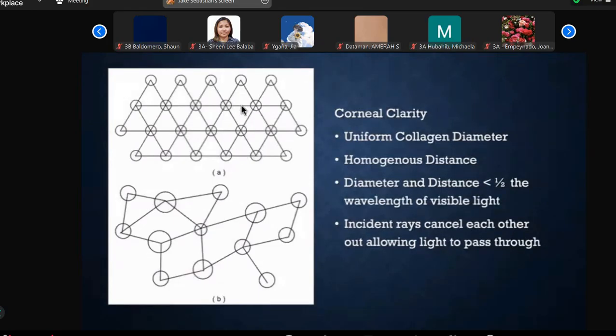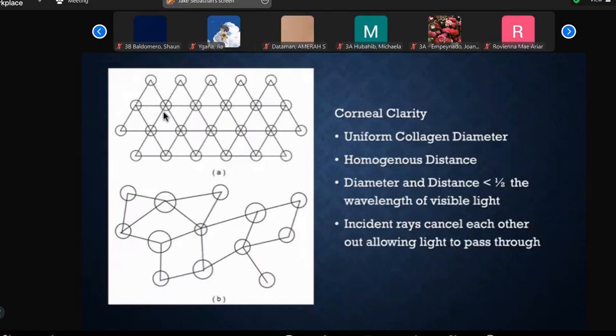And since they are uniform, the incident rays behave differently than when the structures are not equal. When light enters unequal structures, the light bounces to and fro. So this will cause blurring. Here, incident rays cancel each other because everything is uniform. So when light goes in, it just goes in. It doesn't bounce around because everything is uniform.